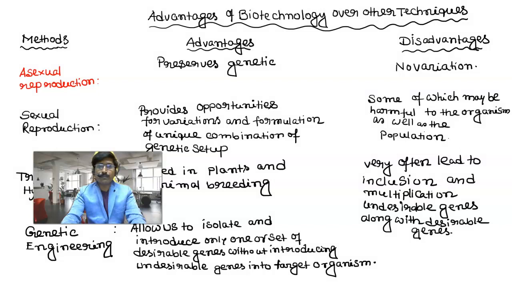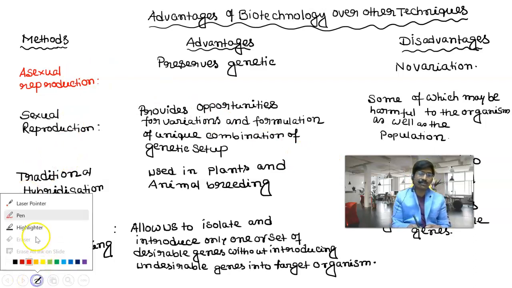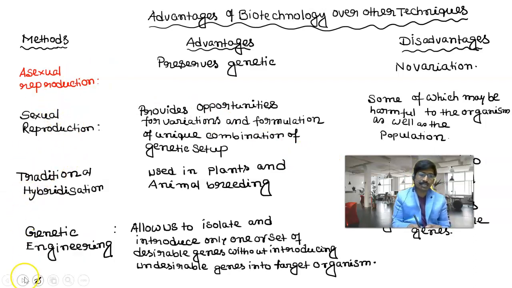Now we come to the advantage of biotechnology over the other techniques that are available. Here we can see the different methods available: first asexual reproduction, then sexual reproduction, traditional hybridization technique and genetic engineering. All of them have some advantages and some disadvantages, and ultimately genetic engineering has overcome these.